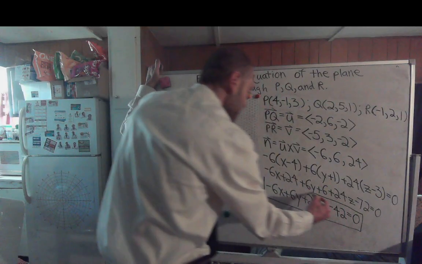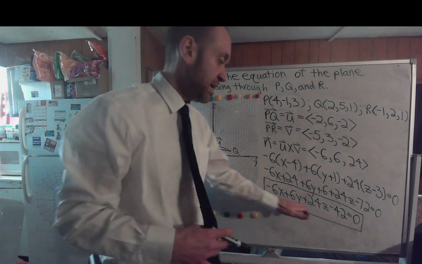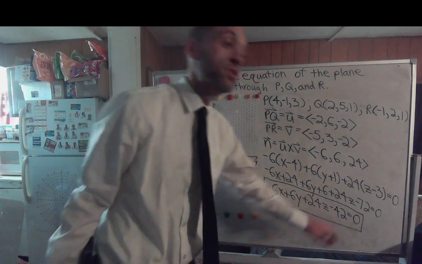So the equation of this plane in standard form would end up being negative 6x plus 6y plus 24z minus 42 equals 0.